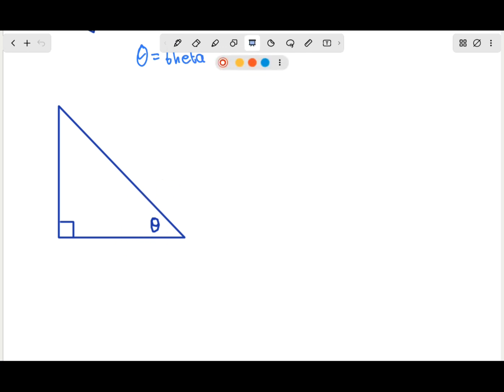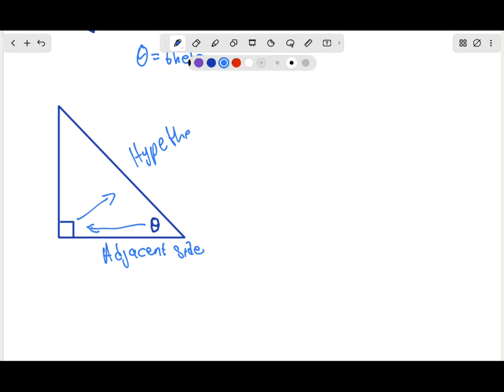So here's what you need to know first, which is very important: from your angle theta to 90 degrees, you have your adjacent side. The 90 degrees points at the hypotenuse. This will be the hypotenuse. And the remaining side will be your opposite. So basically, that's how you find your sides.